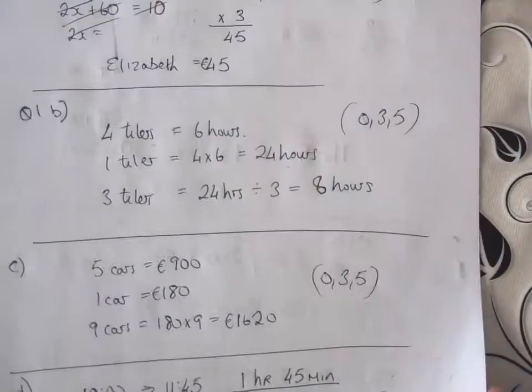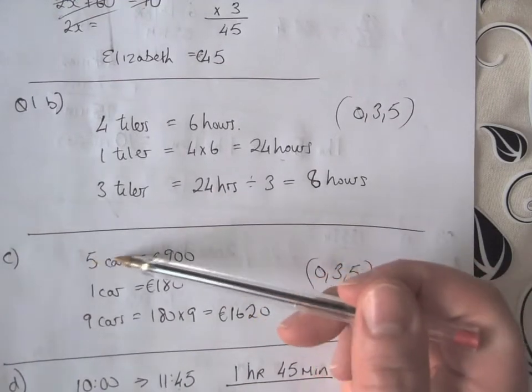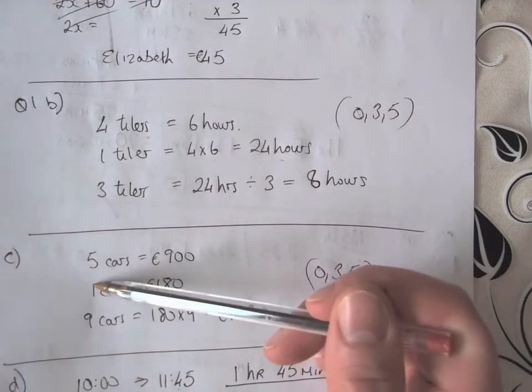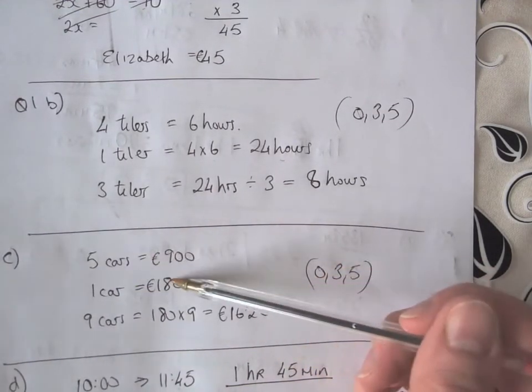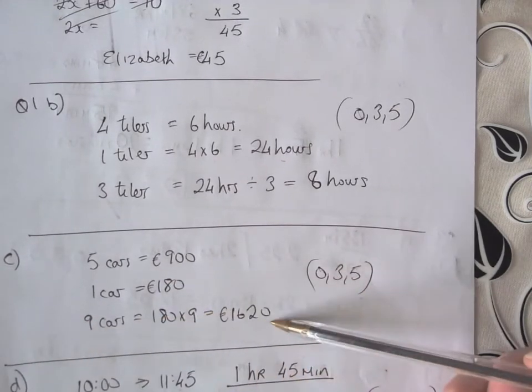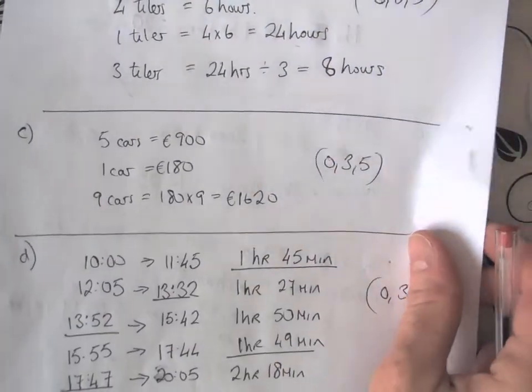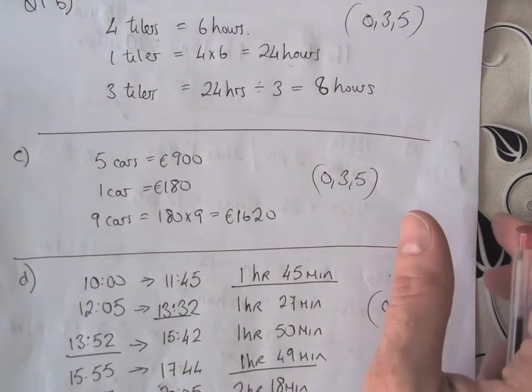Part C, a car salesman's total commission is directly proportional to his number of sales. He sells 5 cars, he earns €900. How much commission will he earn if he sells 9 cars? So for selling 5 cars, he gets €900. So if he was to sell 1 car, it's 900 over 5, which is 180. And then if he sells 9 cars, it's 180 multiplied by 9, which is 1,620. And then the last one most of you got.